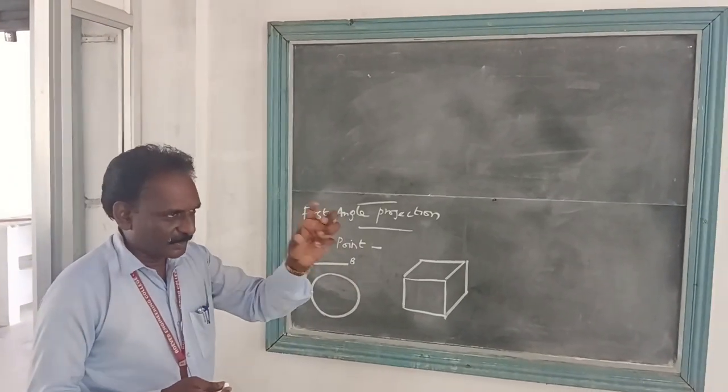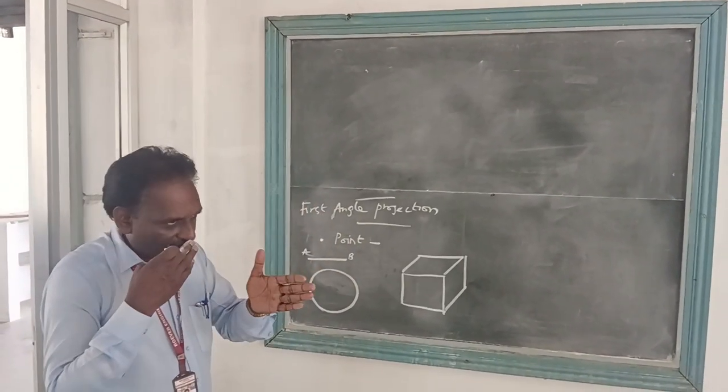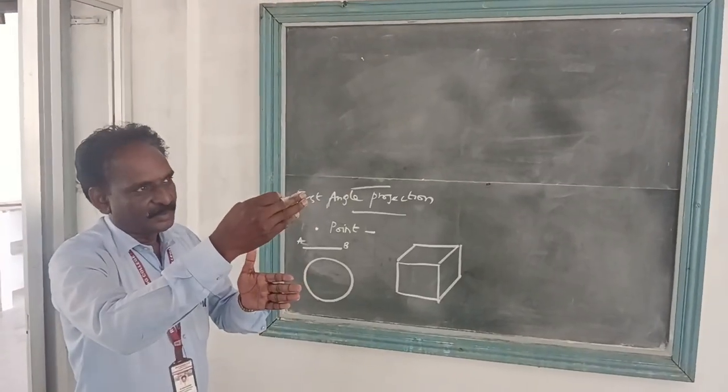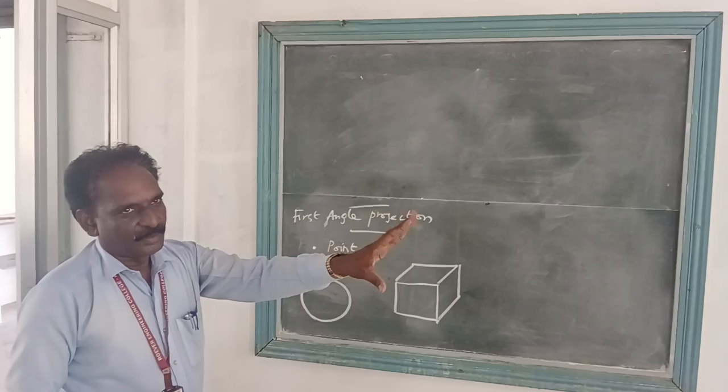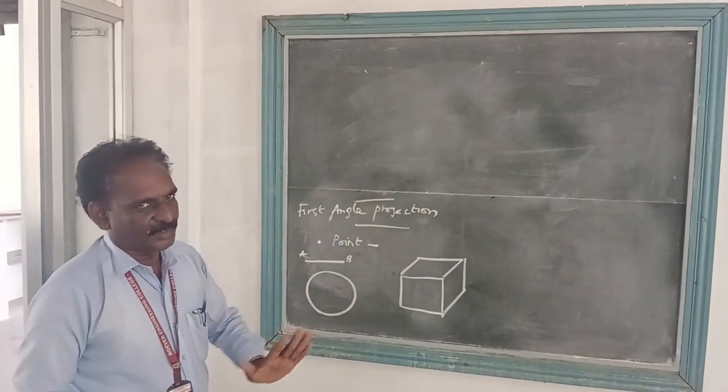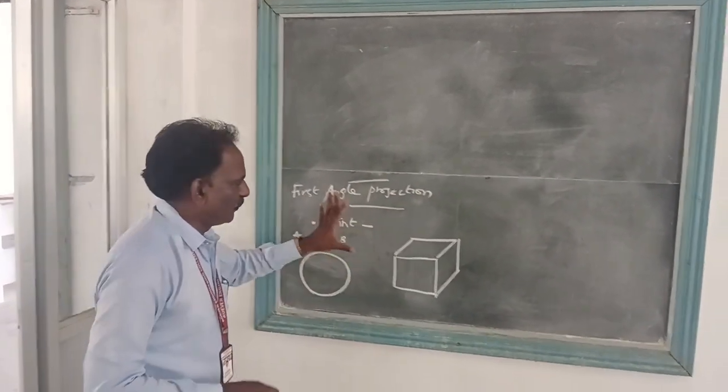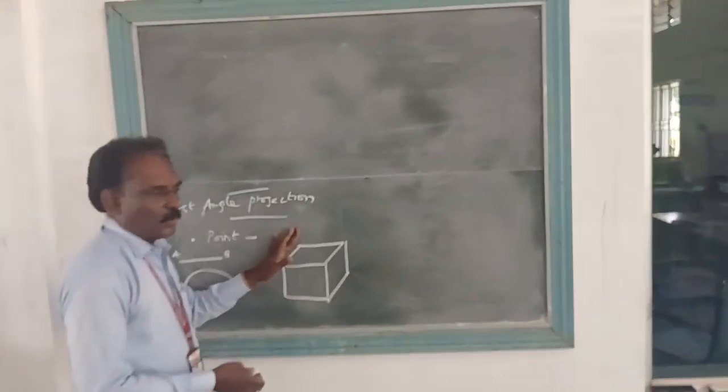We have to place the object in the quadrant, then pass the rays from our eyes, then the image will be formed on the screen. What is the projected view? That which falls on the screen is called the view. Okay, you can take any one object now.